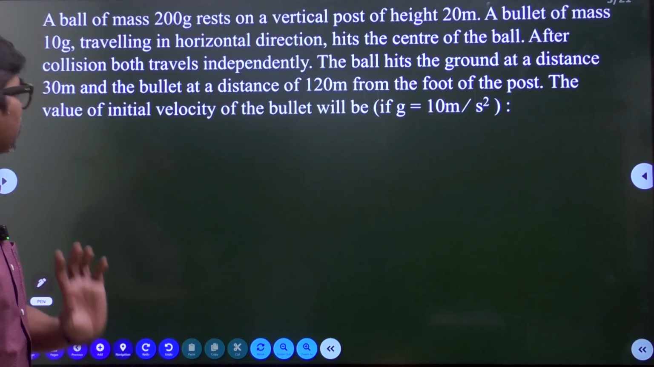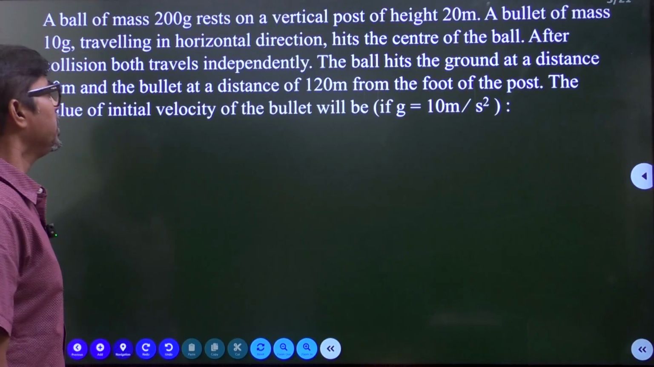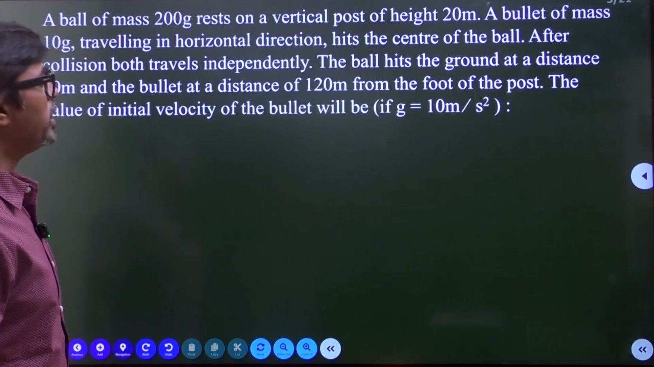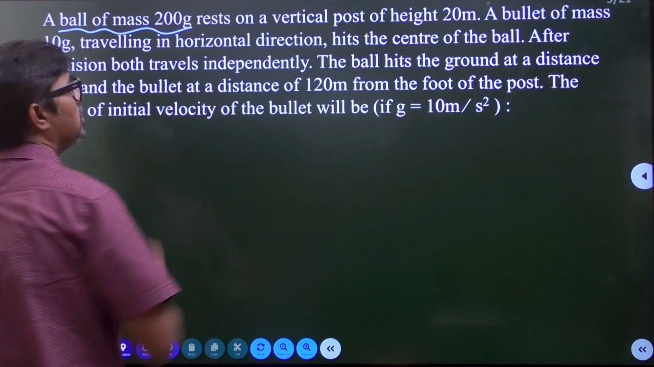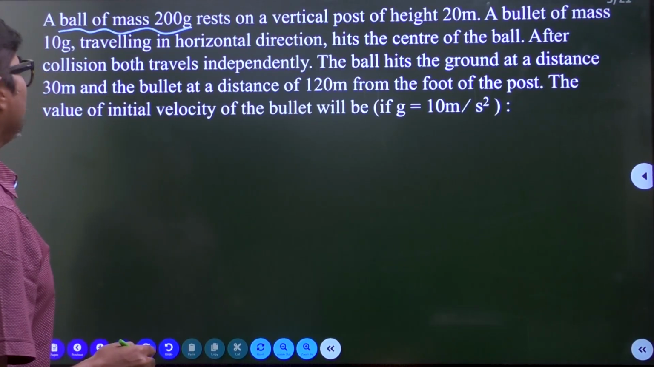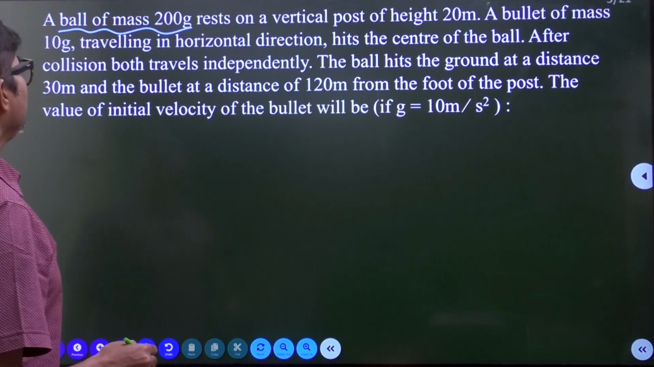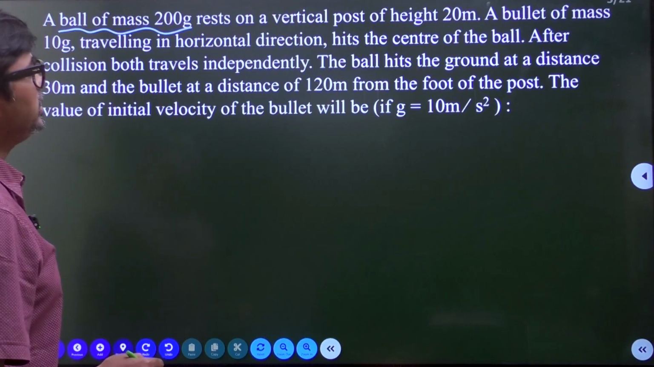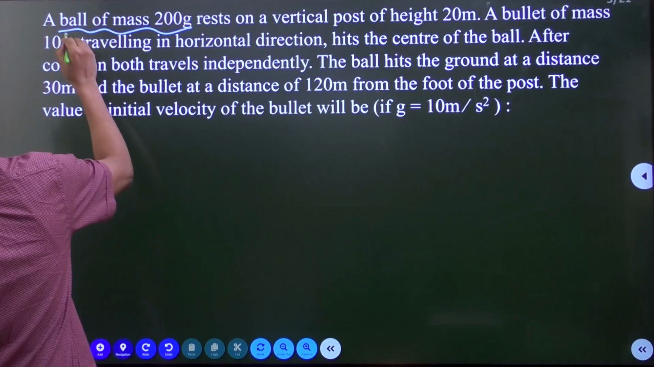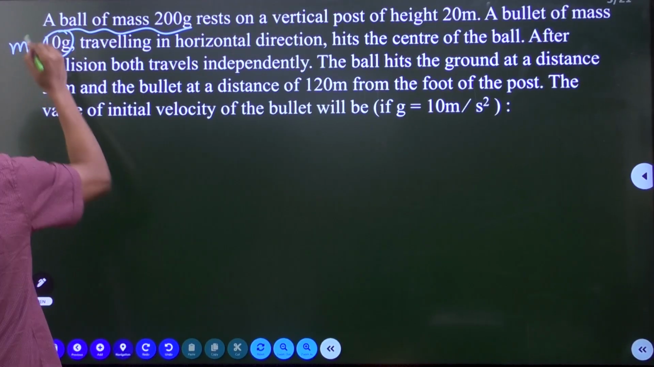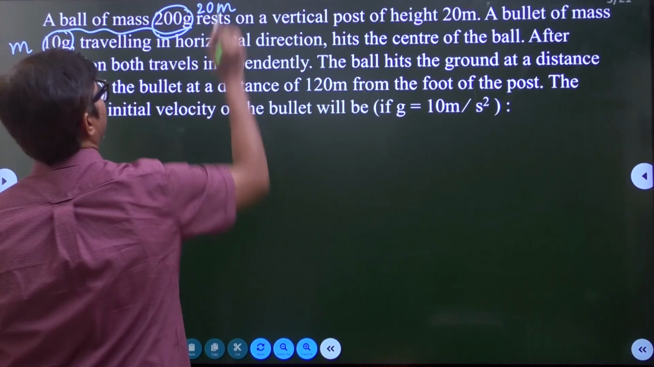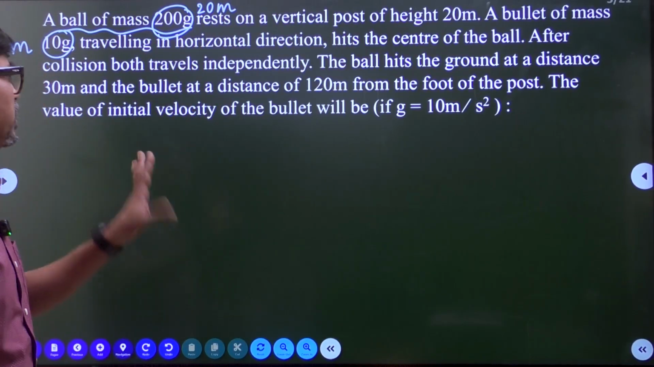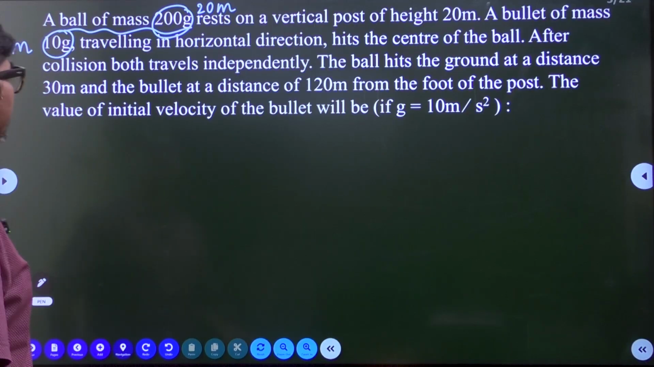Next question. A ball of mass 200 gram rests on a vertical post of height 20 meter. Okay, the ball is standing. A bullet of mass 10 gram is traveling in a horizontal direction and hits the center of the ball. Let's say this 10 grams is M, then this 200 gram becomes 20 M. So I don't actually need the mass, only the ratio I require. M and 20 M we take.